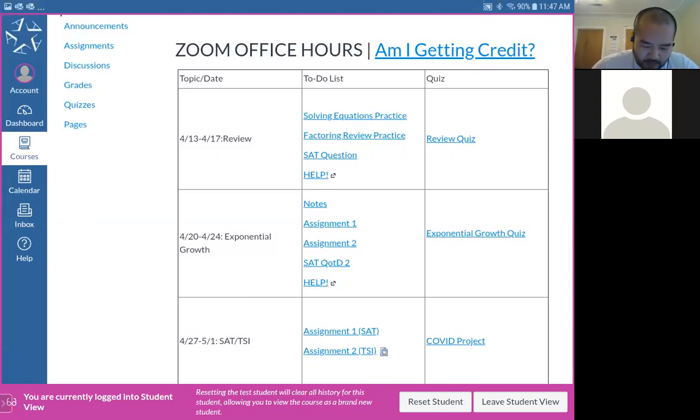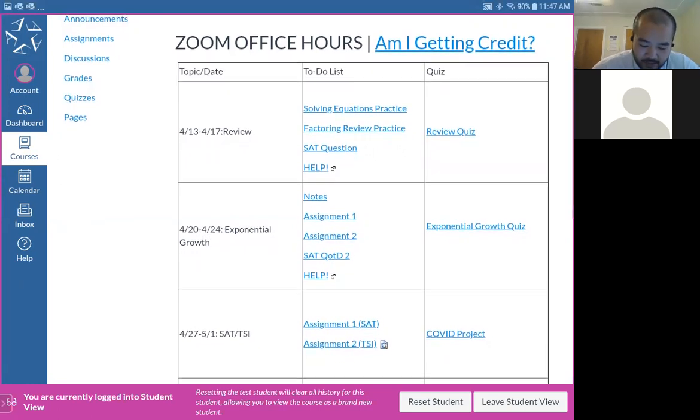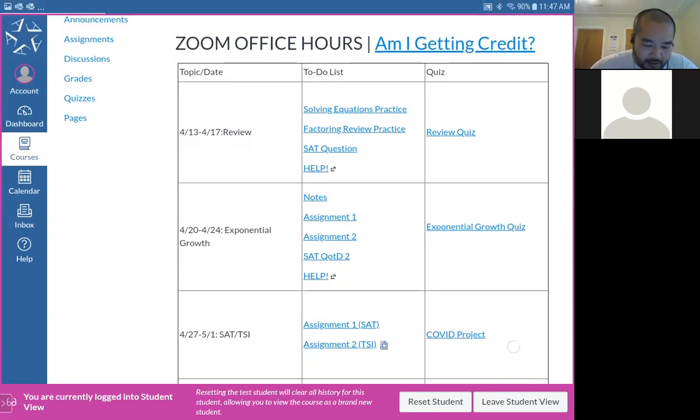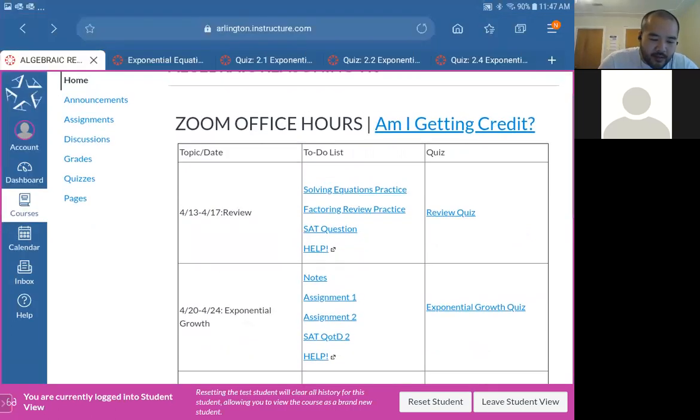Whether or not you did what you need to do. So this week, exponential growth. Since we have the coronavirus going on, I want to do this unit on exponential growth, which leads up to this project next week that talks about the virus and just the math of how it works when it spreads.